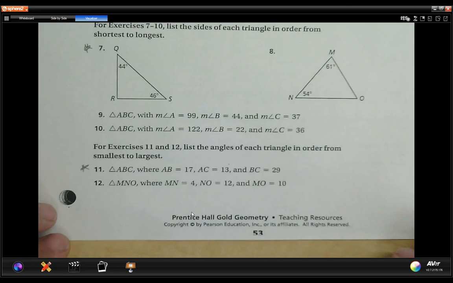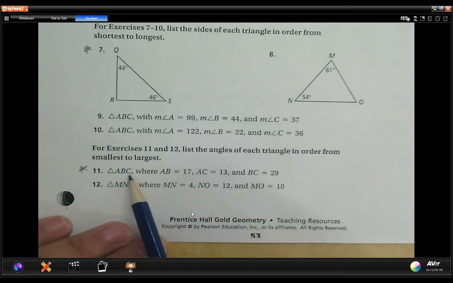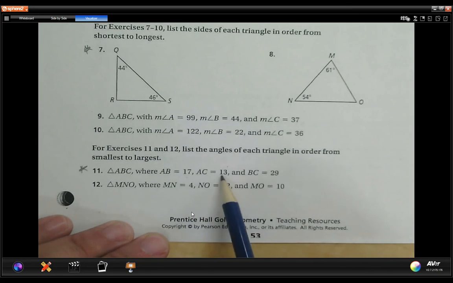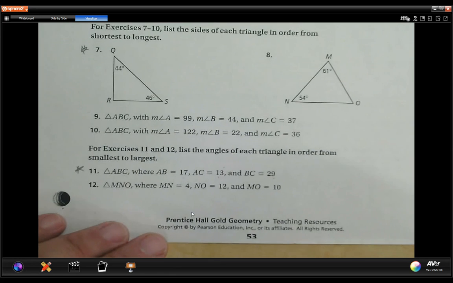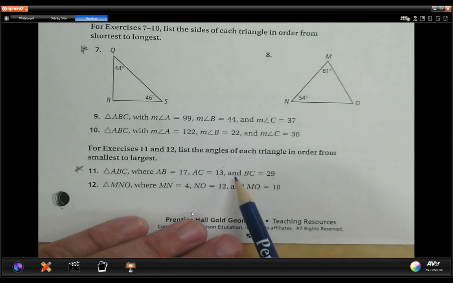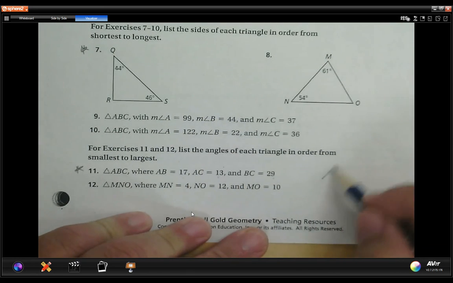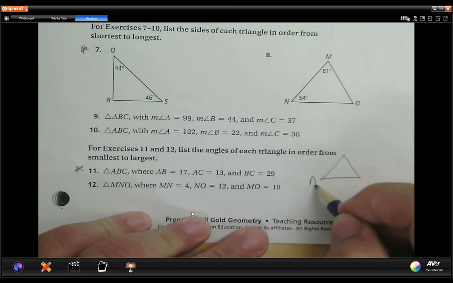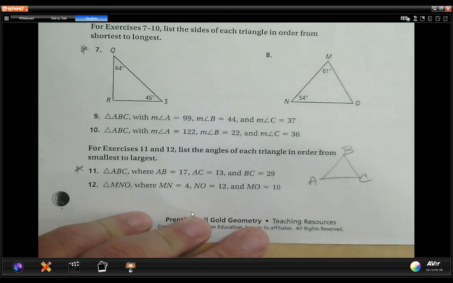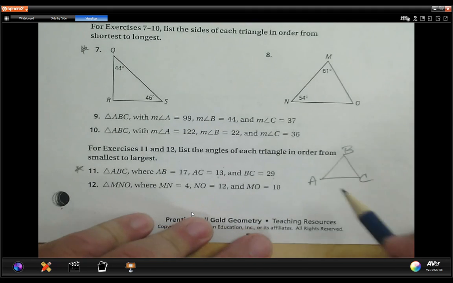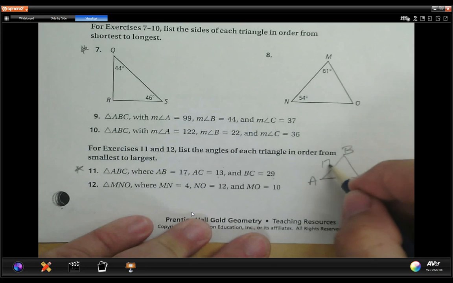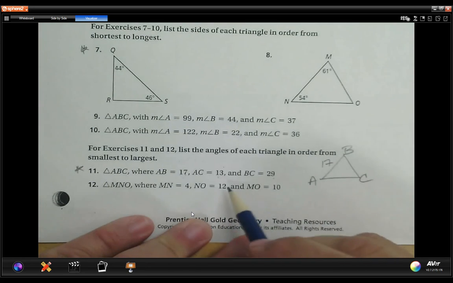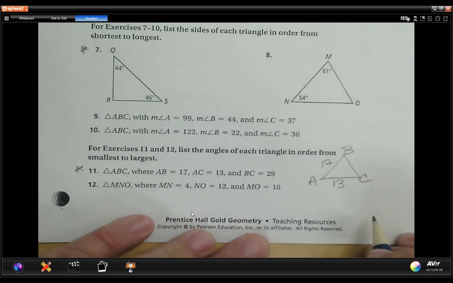So number 11, if you notice here, it says triangle ABC, where AB is 17, AC is 13, and BC is 29. And it wants you to order the angles. Well, I don't know about you, but I am a visual person. I cannot figure that out just by looking at that like that. So what I would do over here on the side, if I were you, is just draw out ABC. You don't have to be an artist, just so long that you can draw out ABC, okay? And then it says AB is 17, so go ahead and label that as 17. AC is 13, so that would go there.